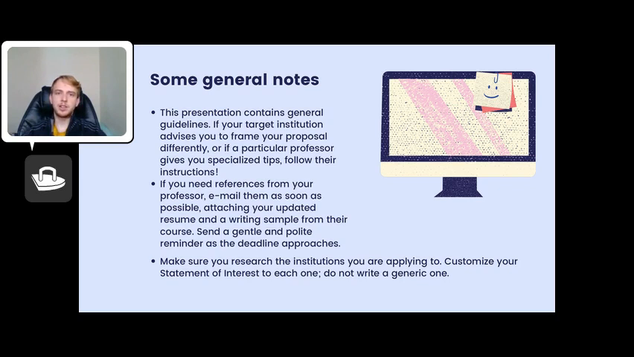Another task to complete early is emailing your professors for references. When you are emailing them, explain who you are, especially if a couple of years have passed since they taught you, and why you are asking them to write a reference for you. Attach your updated resume and a writing sample, ideally from their course. Send them a gentle and polite reminder as the deadline approaches, and send them a draft of your statement of interest when you have one so they can comment on your capability if they would like to.